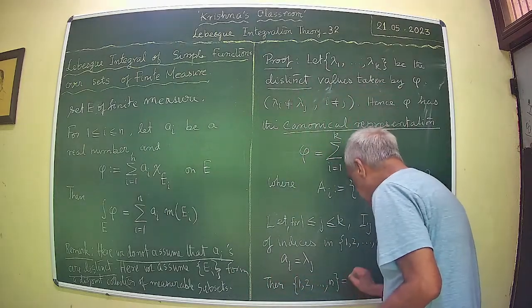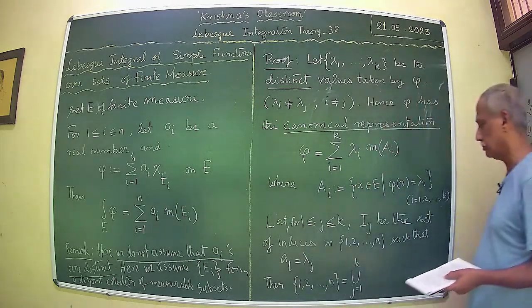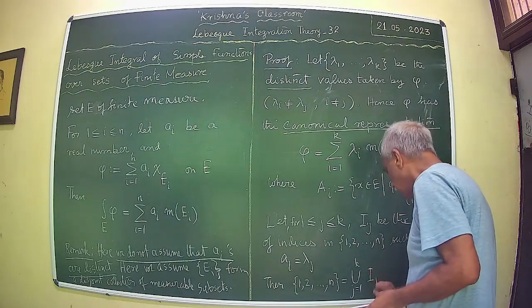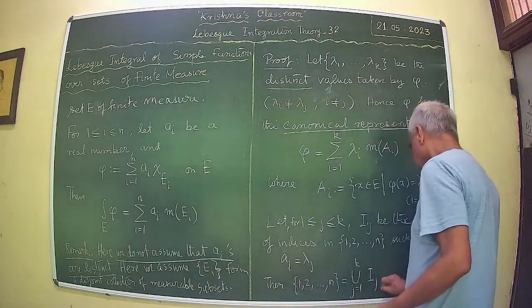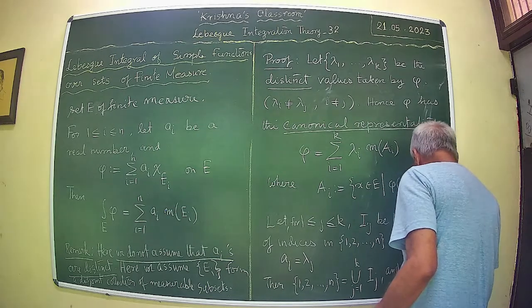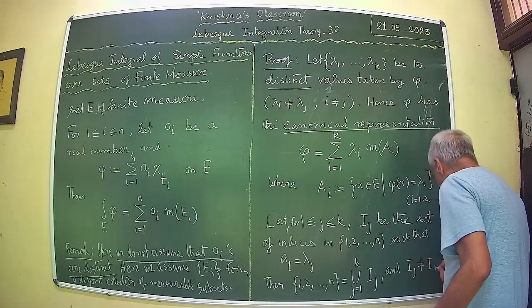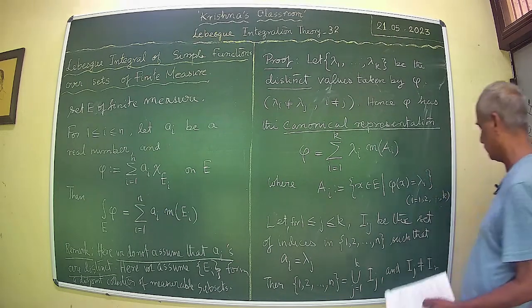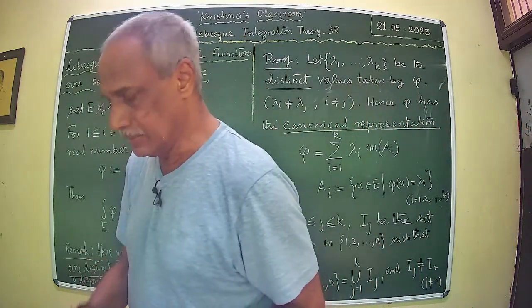Is essentially the union 1 to k of the I_j's, and this is whenever j is different from r. Okay, now we can write down the integral.